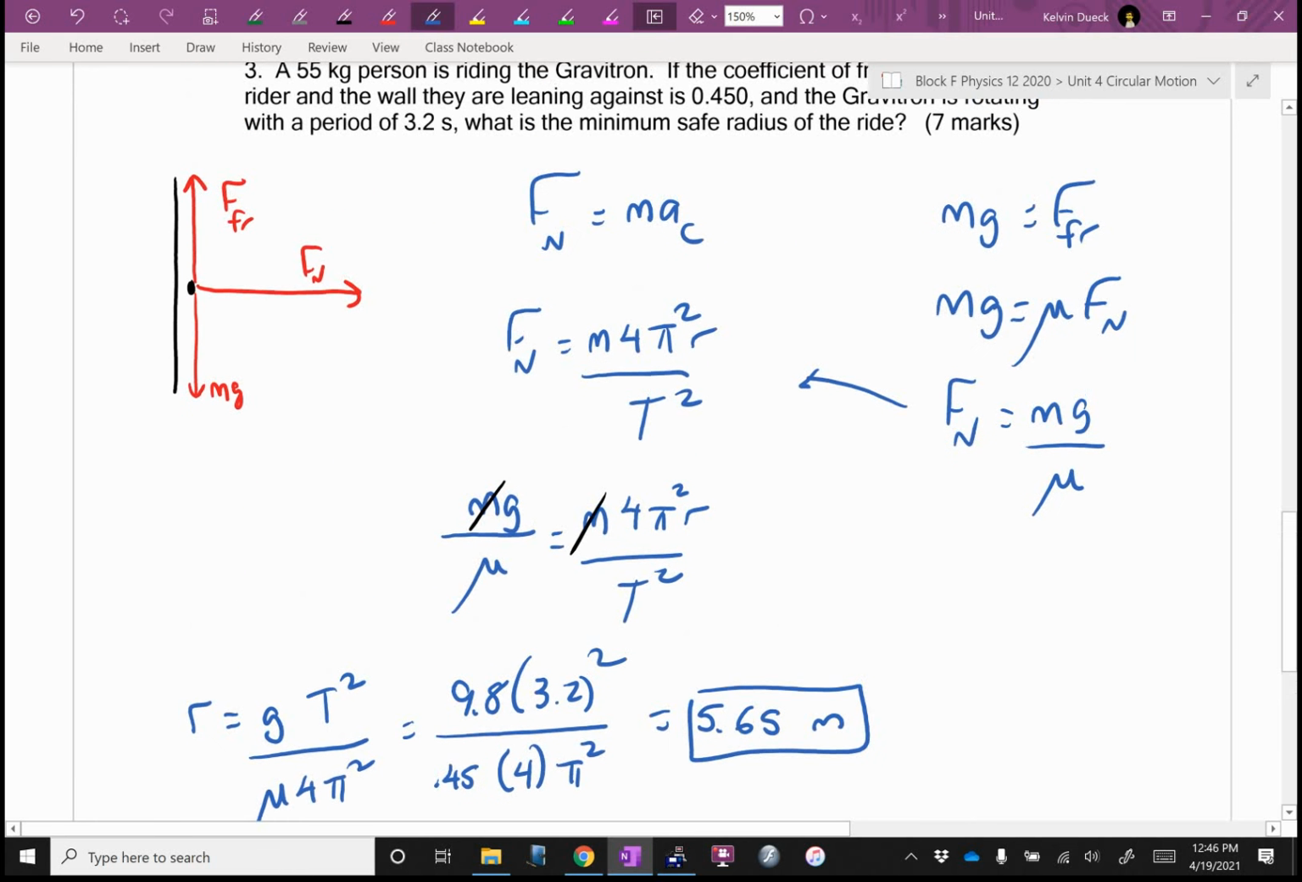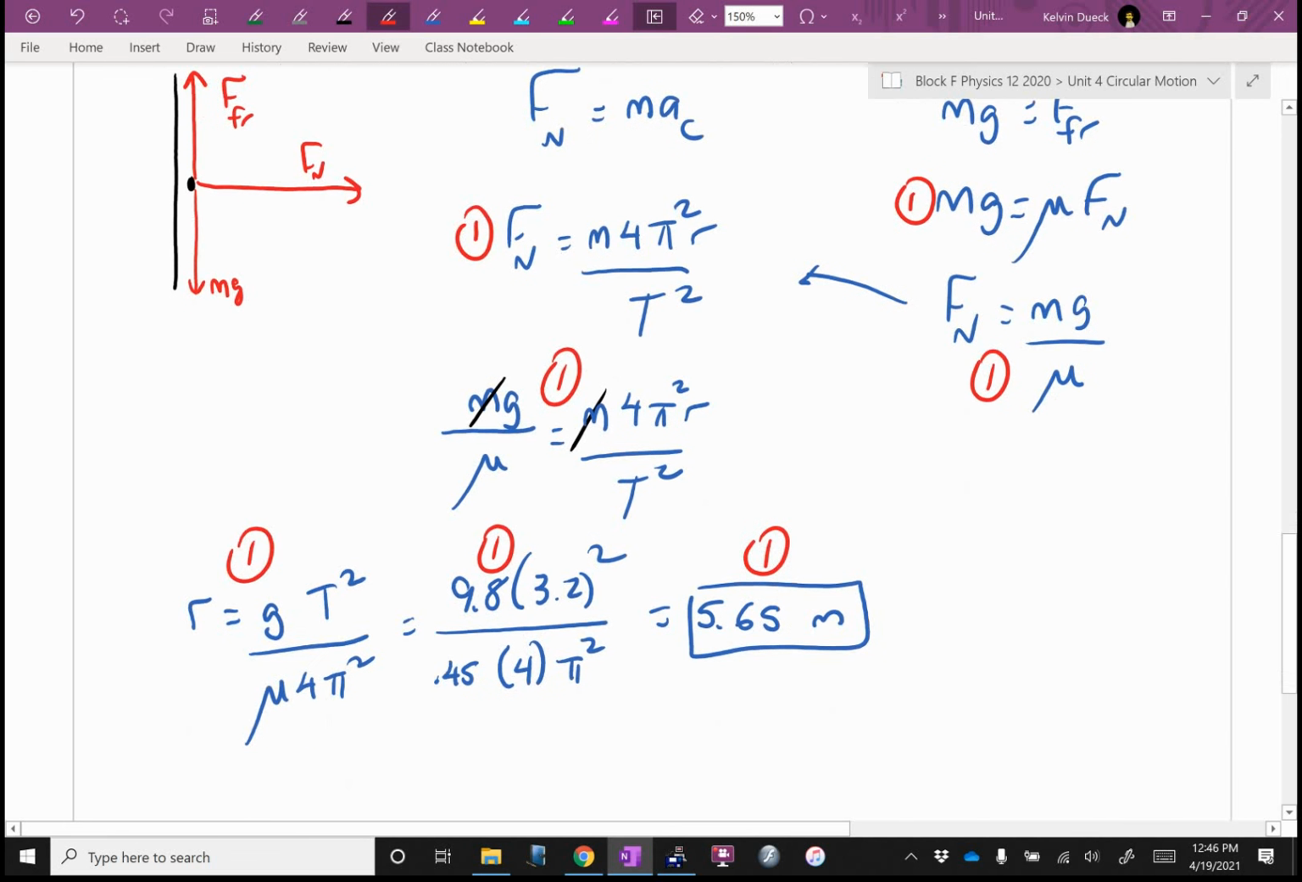Otherwise, 1, 2, 3, 4, 5, 6. I would probably go something like this. 1 mark if I saw that. 1 mark if I saw that. 1 mark if you got the normal force by itself. 1 mark for that, that's 4. 1 mark for the numbers, that's 5. 1 mark for that, that's 6. I'd probably give you 1 mark if I saw that line somewhere. But if you got the right answer and showed some work, 7 out of 7.